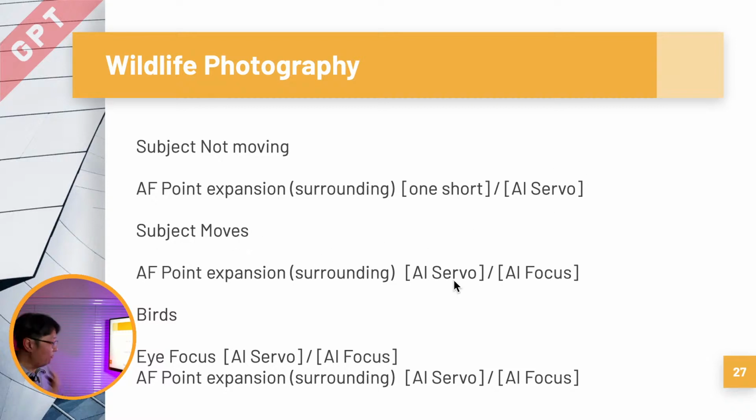Subject moving, definitely use AI Servo and AI Focus. But if you have a very modernized camera, R5, R6, A1 or something like that, eye focus for sure. Otherwise, AF point focus is okay as well. All of them, most of them, I should say, use AI Servo.